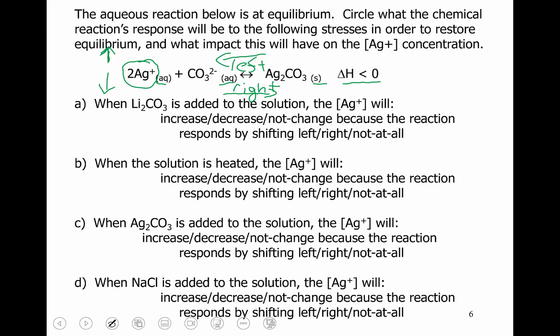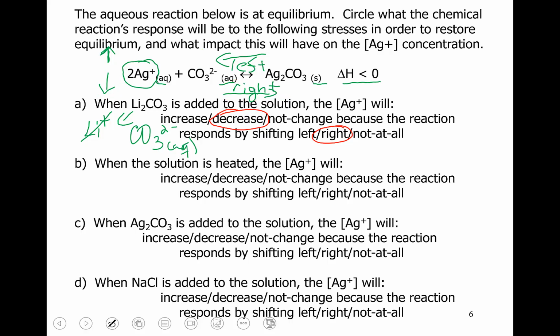So for part A, when lithium carbonate is added to the solution, what will happen to the silver ion concentration? If we put lithium carbonate in water, we will get lithium ion, which is not in our reaction, but we will also get carbonate ion, which is in our reaction. So hopefully you think that adding to the reactant side is going to cause my reaction to shift to the right, which will make the silver ion concentration decrease. So we will shift to the right, and the silver ion concentration will decrease.